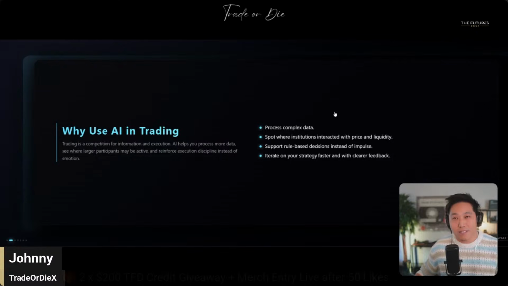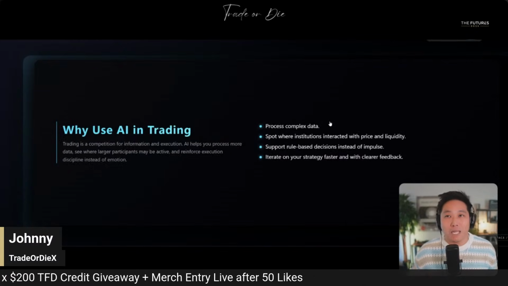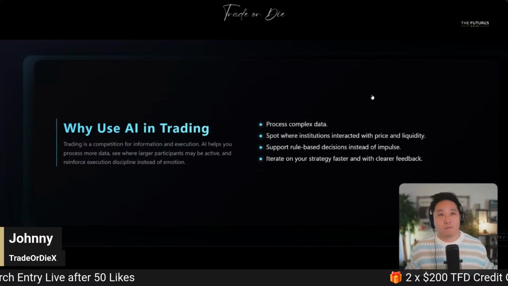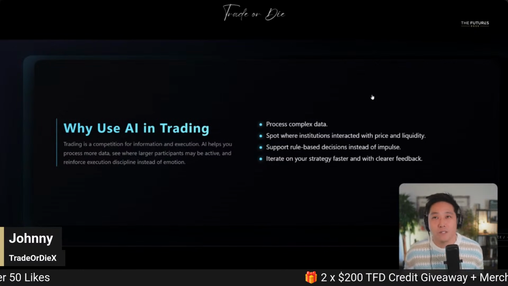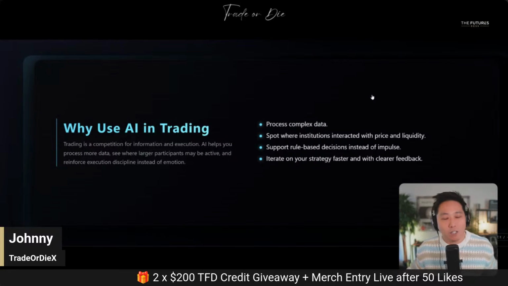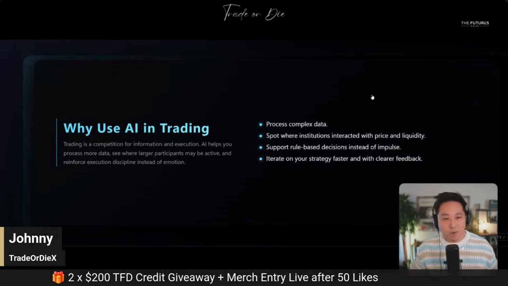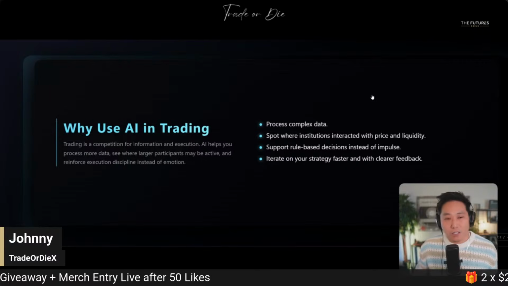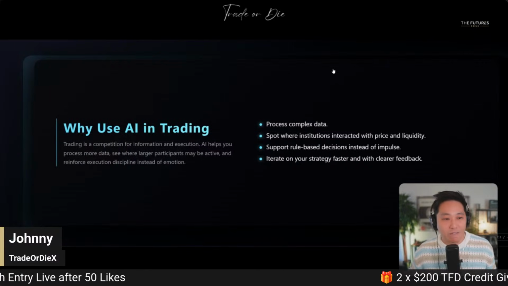So really what this is about, and I'm only covering a few of the areas where AI can help you, is processing complex data. If you have a large amount of data and a spreadsheet full of thousands of lines, that's one of the ways you can utilize AI that's going to help you save time.